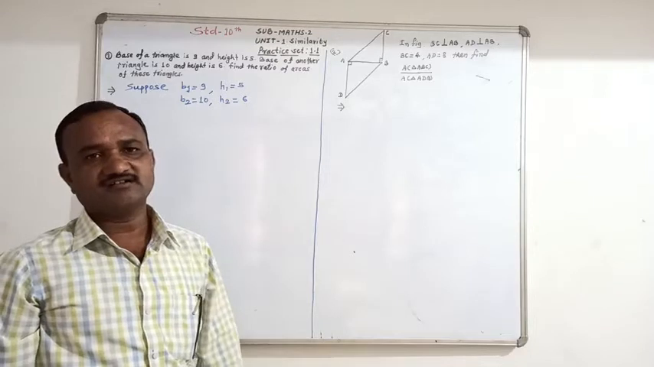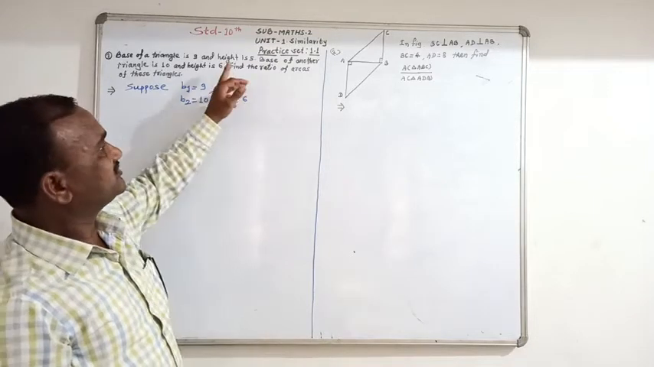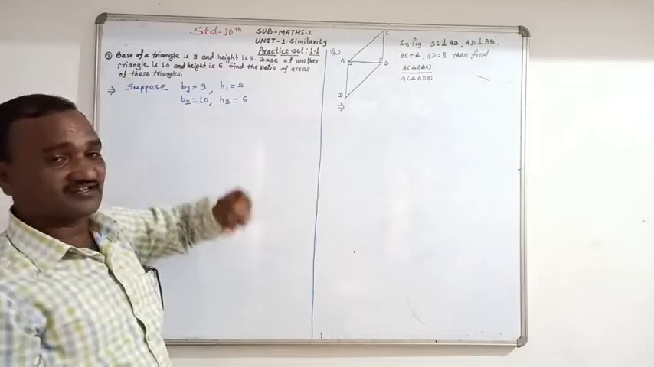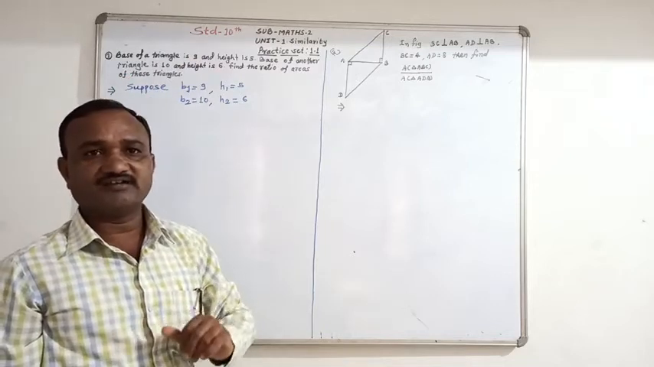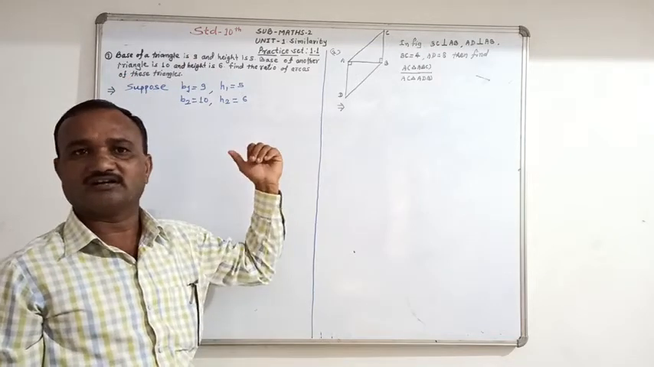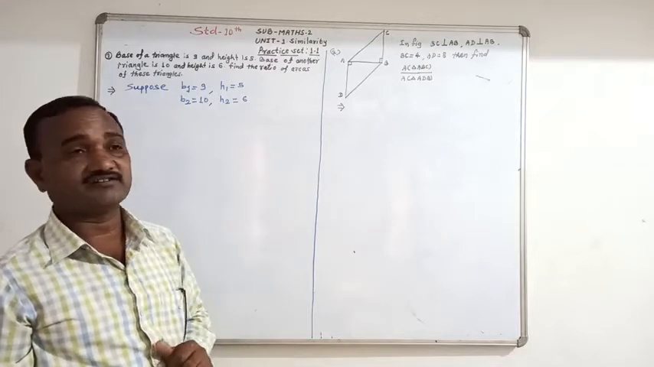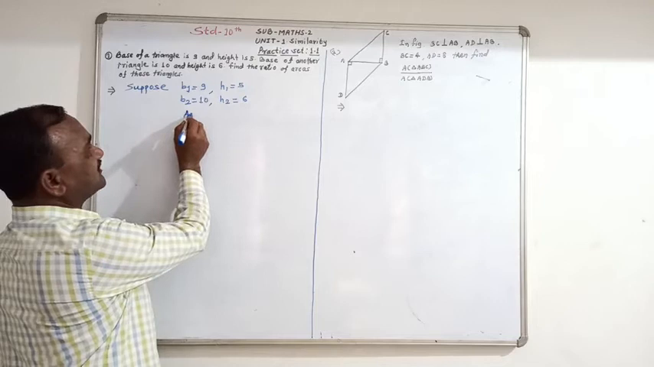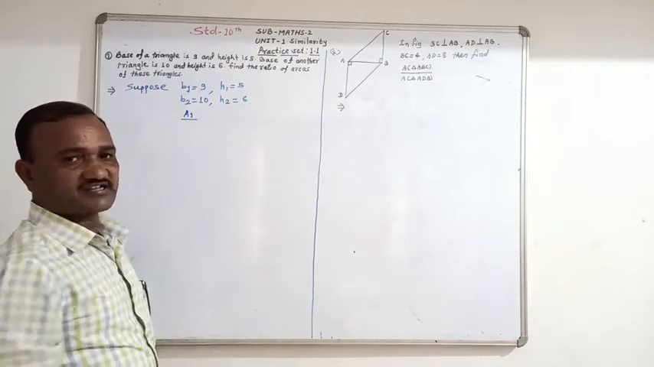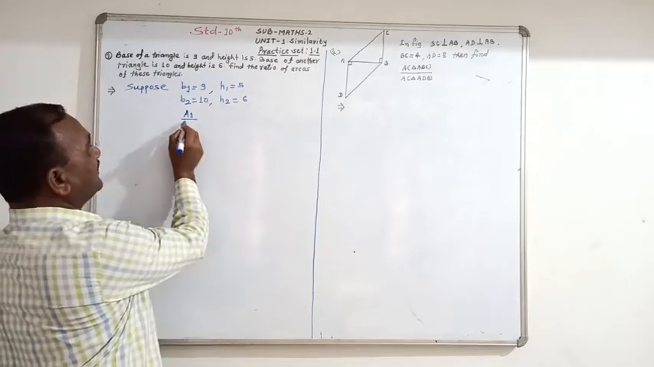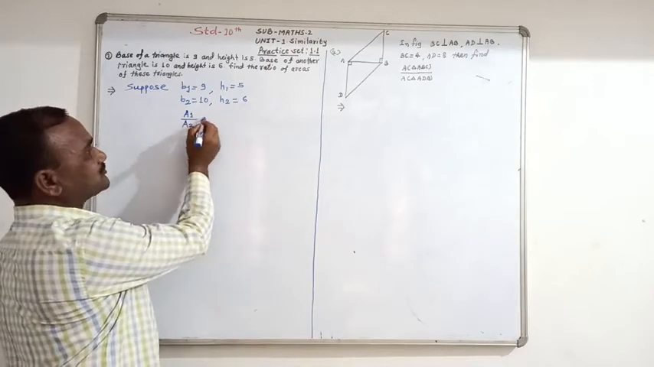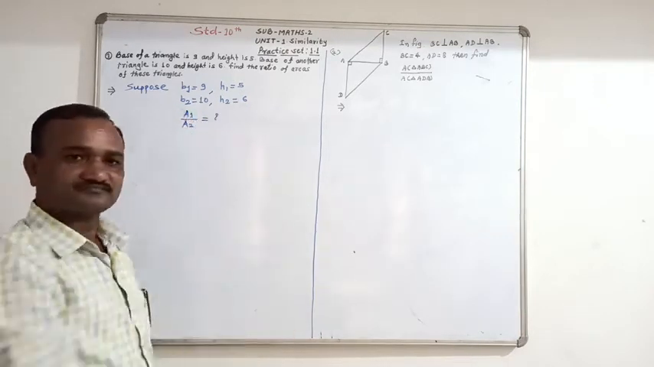And second question, what is to be found? So in this example, what do we find there? Find the ratio of areas of these triangles. So that means we find the ratio of areas of the given two triangles. Suppose area of first triangle is A1 divided by area of second triangle is A2. We should find this ratio in this example.